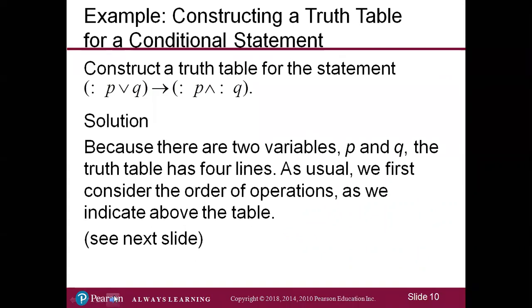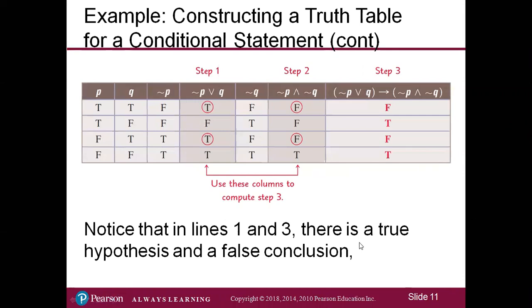Let's take a look at their answer. Because there are two variables, P and Q, the truth table has 4 lines. As usual, we will first consider the order of operations as we indicate above the table. All right, now they've done a little mixture of the method 1 truth table and the method 2 truth table. They have some starting convention table line columns, but then they didn't bring up the not Q until they needed it in step 2. But otherwise, they're following the conventions of the first method they showed us. Also, look at the final answer, FT, FT. Notice that in line 1 and 3, there is a true hypothesis and a false conclusion.